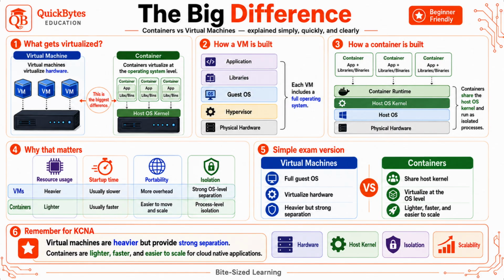So here is the simple exam version. Virtual machines are heavier but provide strong separation. Containers are lighter, faster, and easier to scale for cloud-native applications.